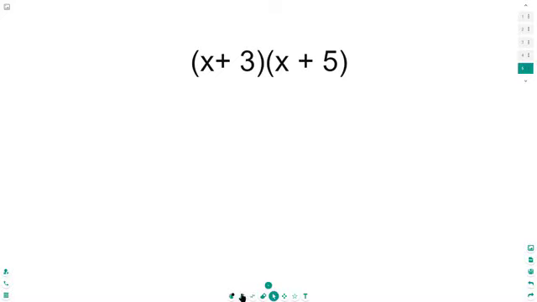So I'm going to draw some arrows here. So we're going to distribute the 3. We'll distribute that first, and then the 3 to the 5, right? So let's multiply. We have 3x, and 3 times 5, that's 15. Okay, that's our first one. Now we need to distribute the second one. So we're going to distribute the x here to this x, and then the x over here to the 5.